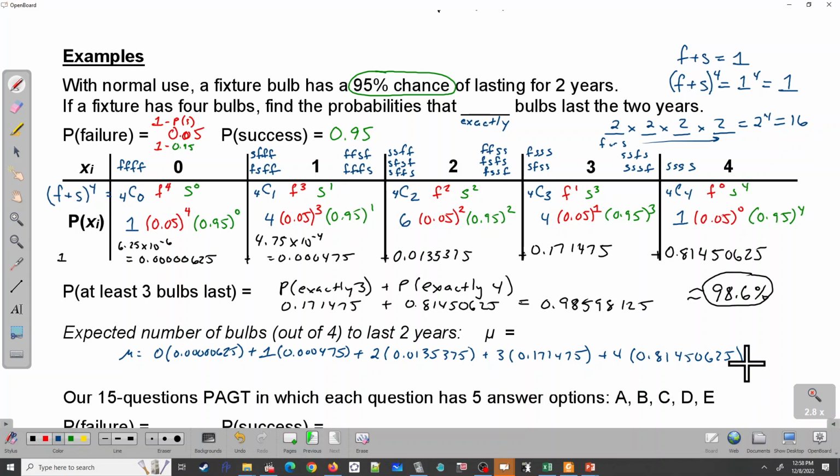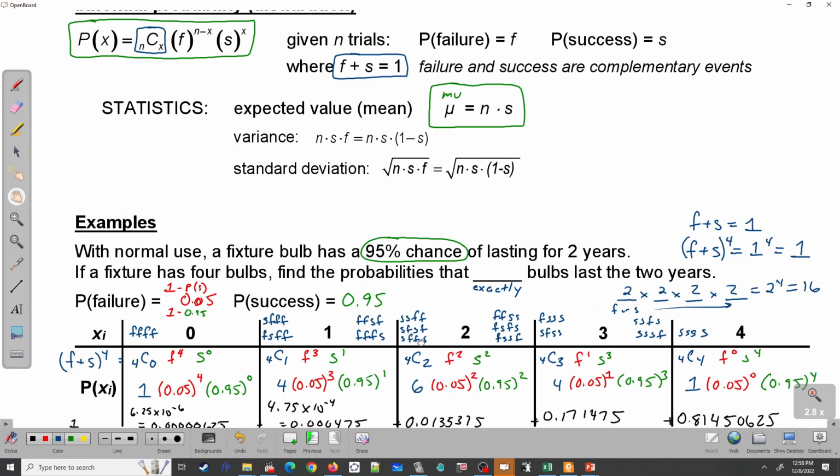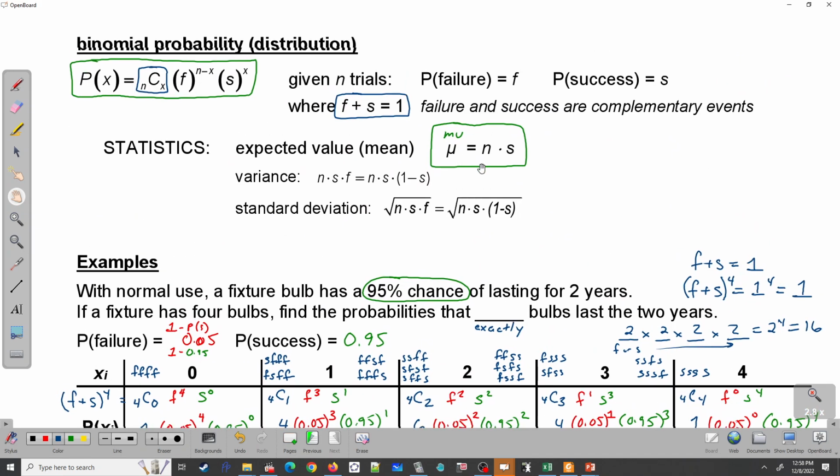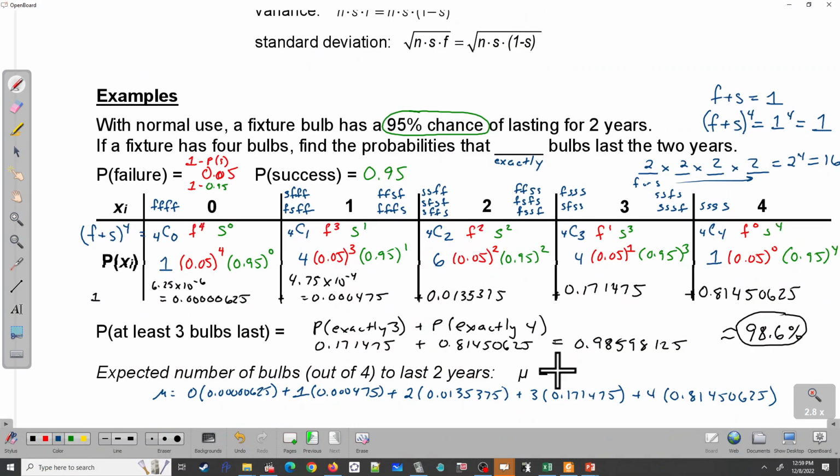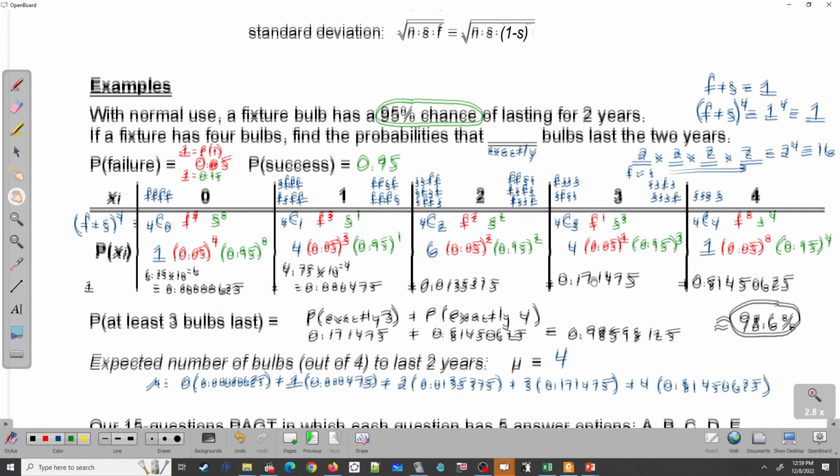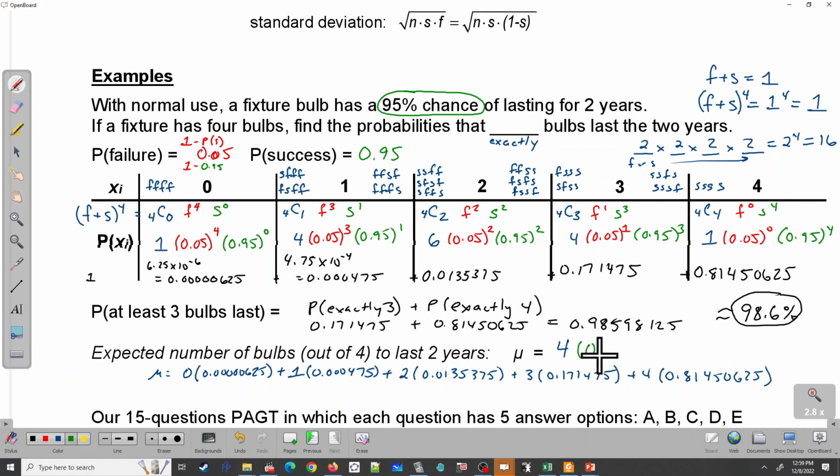That is the long way of doing it, and I am telling you, you don't have to do that, because it is as simple as taking the number of times that we're running the trial, which in this case is 4 separate bulbs. So I'm literally going to take 4 bulbs, and I'm going to multiply it by the probability of success. And each bulb has a success of 0.95. And so when I do this over and over again, and I average all those out, most of the time it should come out to be an average of 3.8 bulbs were successful over the 2-year span. And that is a binomial experiment.